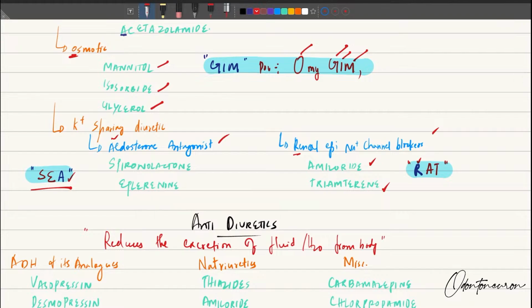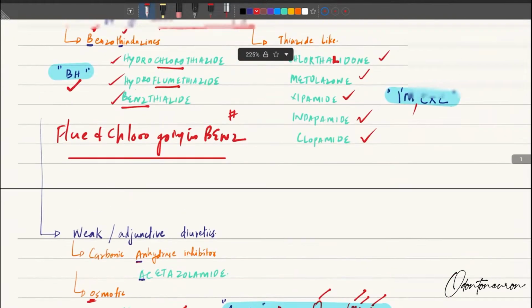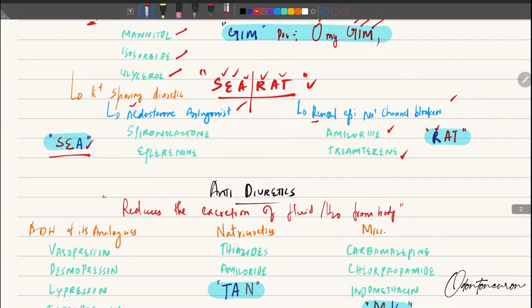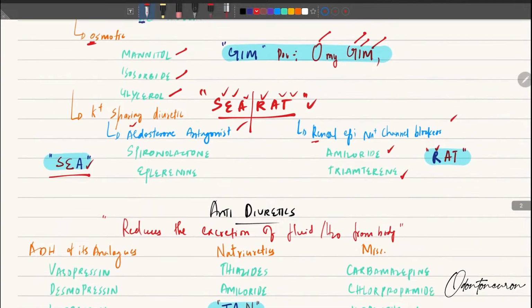Clear? So this is about diuretics. We have three types of diuretics. Let me quickly show how we remember potassium sparing diuretics as a whole. It's SEA RAT. Don't ask me which animal that is, because I don't know; I just made it up randomly. S is for spironolactone, E is for eplerenone, A is for aldosterone antagonist, and in RAT, R is for renal epithelial sodium channel blockers, A is for amiloride, and T is for triamterene. Yeah, this is about diuretics.